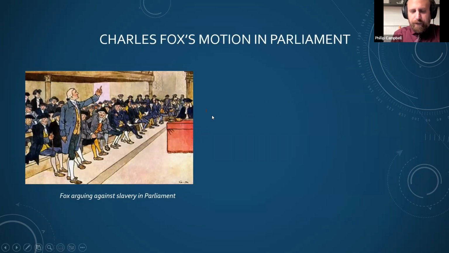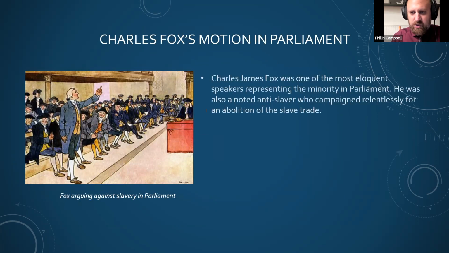So Charles Fox, who, like I said, was the preeminent opponent of the war and the most powerful member of the opposition, and one of the most eloquent speakers representing the minority party, which were the Whigs, he's going to make a motion in Parliament to end the war. By the way, Charles Fox is also a notable anti-slaver who campaigned relentlessly for the abolition of the slave trade.